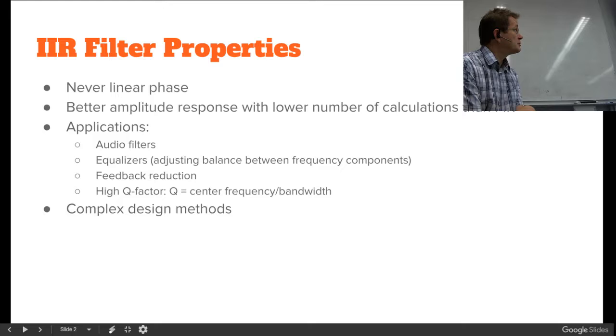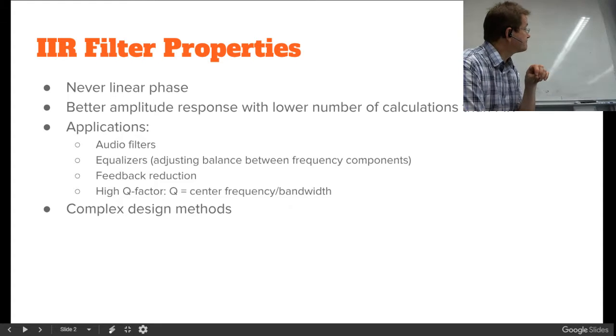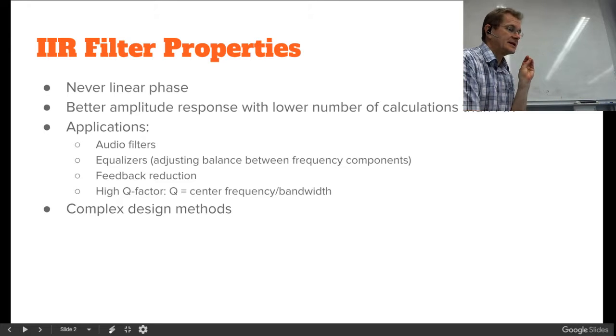However, the good part is that you will get a much better amplitude response, or actually more cost efficiently you get a better amplitude response than FIR filters. So basically you don't need to do that many calculations. So lower number of calculations than FIR. And that comes with a sacrifice, what you are sacrificing is the phase response.